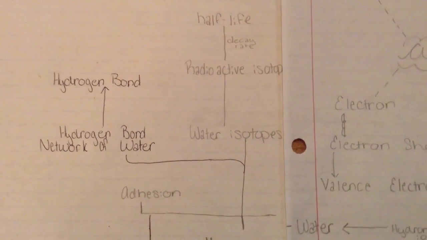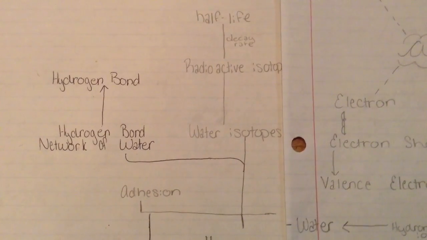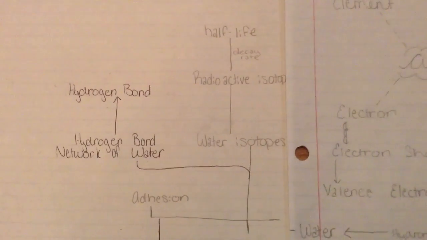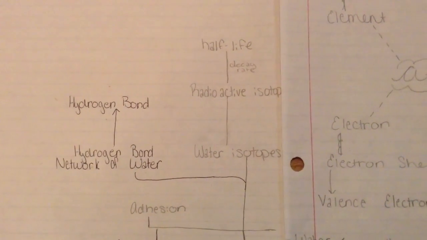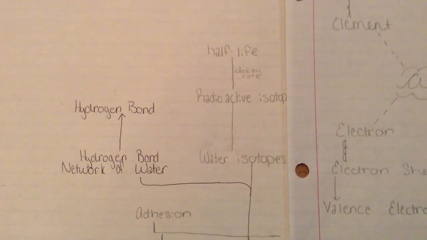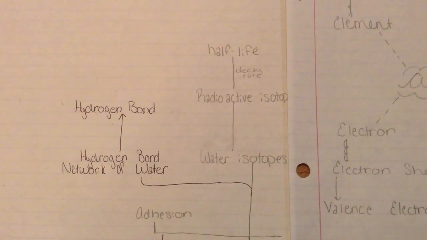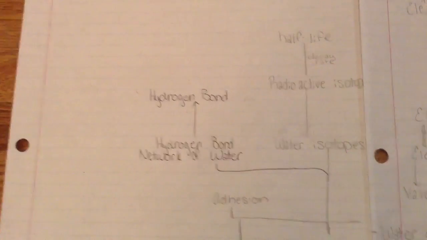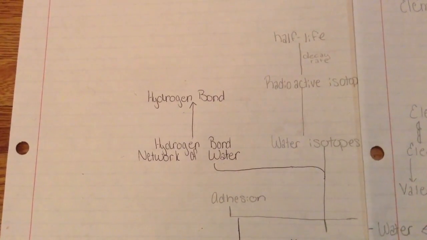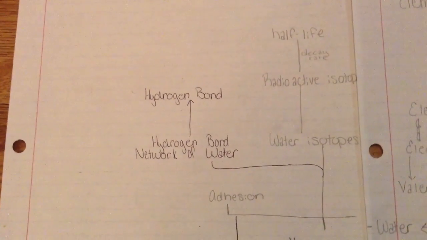when the element has a different number of neutrons, and so it changes the chemistry a little bit, or the reactivity a little bit. And so water has a couple different ones, either on the hydrogen or the oxygen. And then connected to, I guess water still, is the hydrogen bond network of water.